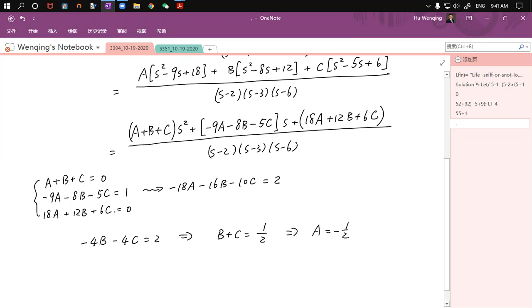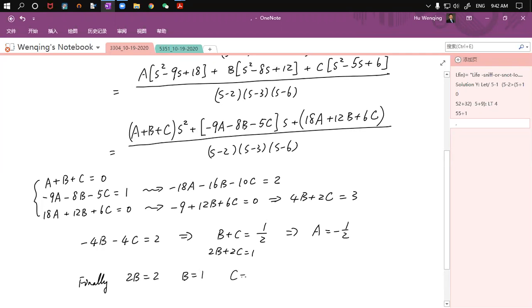Let's say I will use this equation. If A is minus 1/2, it's minus 9 plus 12 times B plus 6 times C is equal to 0, which simply says, dividing everything by 3, that 4 times B plus 2 times C is equal to 3. And if B plus C is 1/2, you can see that 2B plus 2C is equal to 1. Subtracting this equation from the previous one, finally you get 2 times B is equal to 2. So B is equal to 1, and then C is equal to minus 1/2.